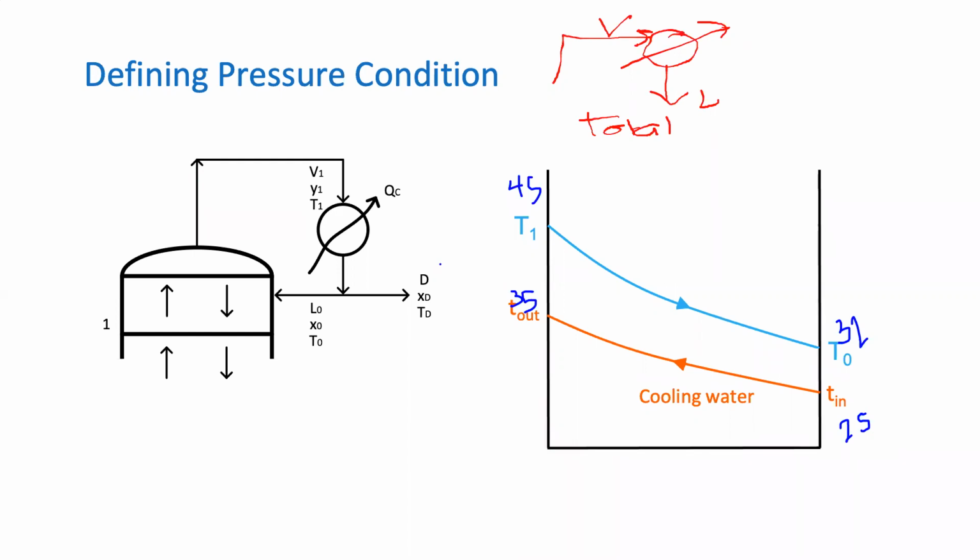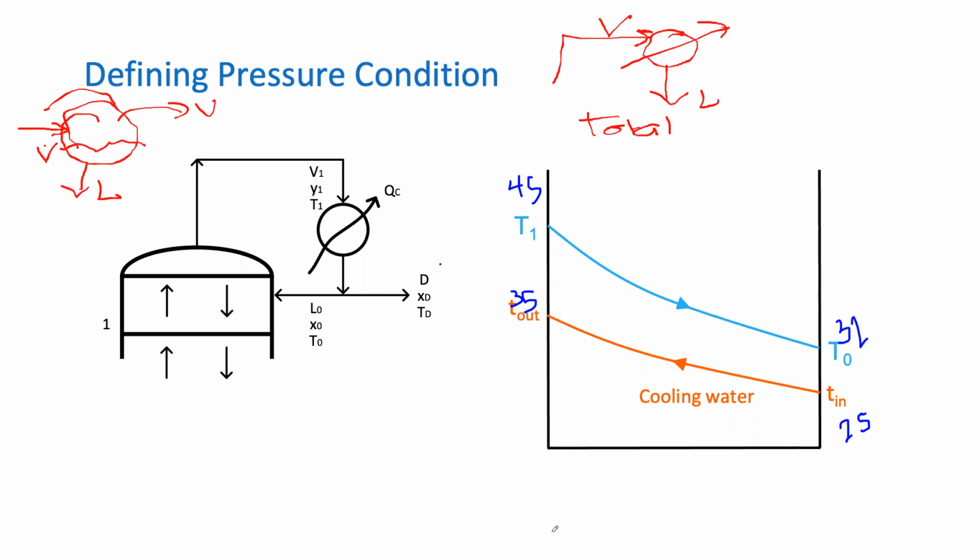Another one is called a partial condenser. In a partial condenser, you have one feed, and when you condense it, it's not really fully liquid, but you flash it, and it becomes vapor and also liquid. So this is called a partial condenser. Later we're gonna learn about that as well.